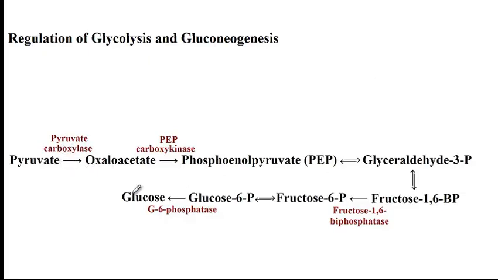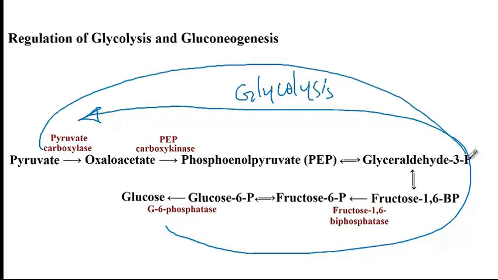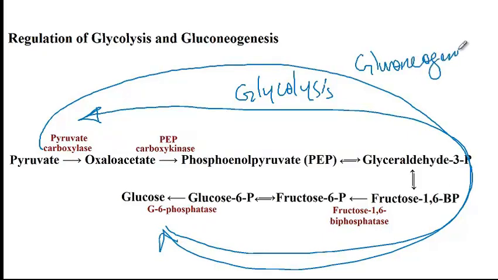So here you can see that glucose, in order to get converted to pyruvate, that would be glycolysis. But then conversion of pyruvate back to the glucose, that would be now the gluconeogenesis. So they're exactly in reverse directions. And so once one is active, the other one should be inactive.